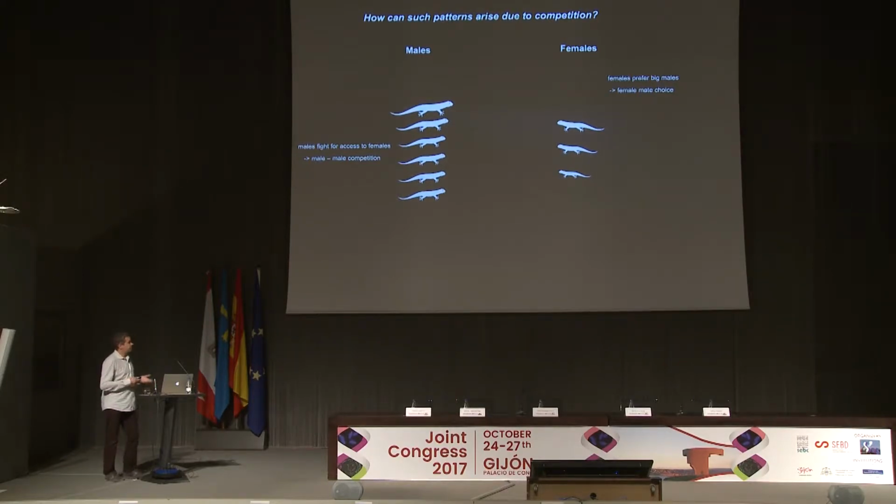Of course, this case is too simple. The general pattern is that, of course, females differ as well. And then we have two additional possibilities, namely that females compete among each other for access to males, what we call female-female competition, or that males evolve preferences, what we call male mate choice.